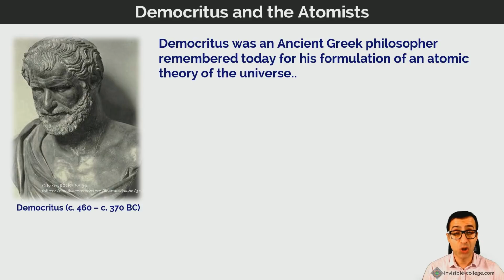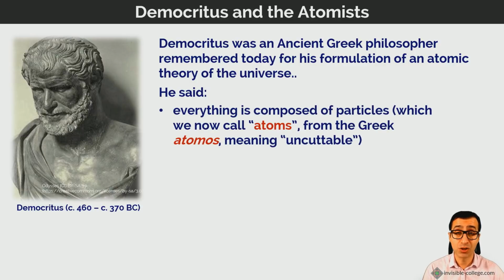He was an ancient Greek philosopher, and he was the first person, at least in the West, to formulate an atomic theory of the universe, the idea that materials are not just continuous stuff, they're made of fundamental pieces of matter, which led to the idea of atoms. Now, he said that everything is composed of particles, which we now call atoms, from the Greek atomos, which means uncuttable or indivisible.